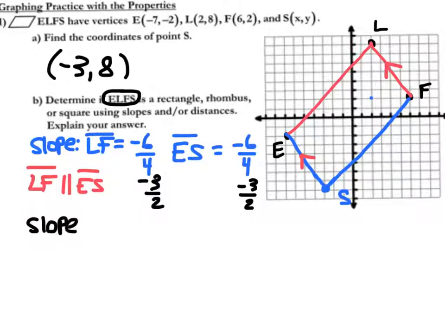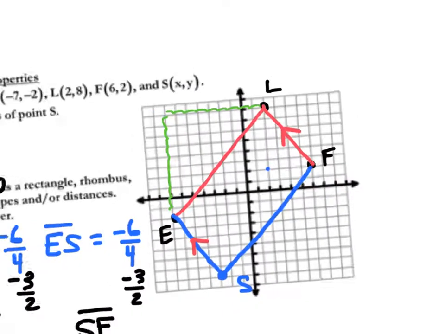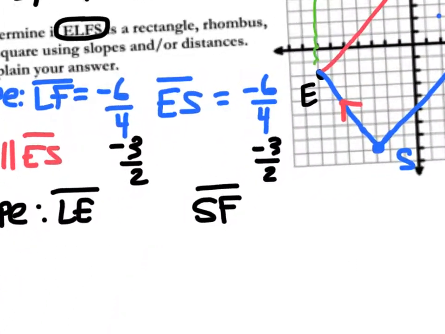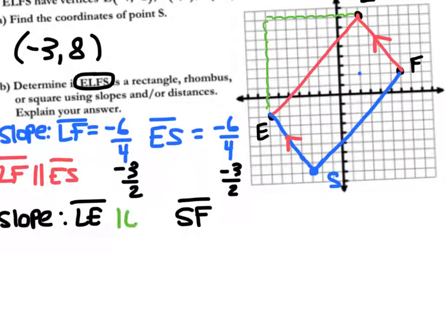So again, I'm going to find some slopes. Slope of LE and slope of SF. Now, the long story short with this is, you guys, first thing you should do, find all 4 slopes. All right, we're going to go for this. I'm going to count out slope EL. Up 1, 2, 3, 4, 5, 6, 7, 8, 9, and 10. And over 1, 2, 3, 4, 5, 6, 7, 8, 9. So it was +10 over 9.